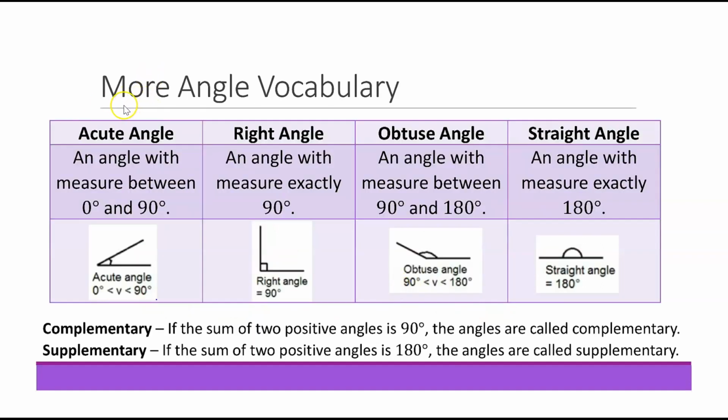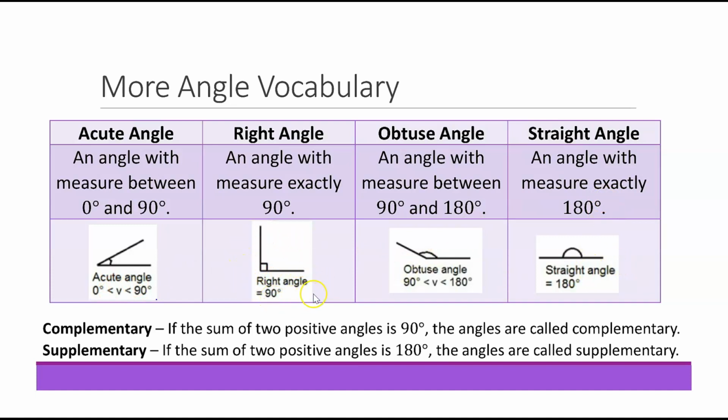Here's some more angle vocabulary. An acute angle is an angle with measure between 0 degrees and 90 degrees. A right angle is an angle with measure exactly 90 degrees. An obtuse angle is an angle with measure between 90 degrees and 180 degrees. And a straight angle is an angle with measure exactly 180 degrees. And below are some visual examples of the types of angles.